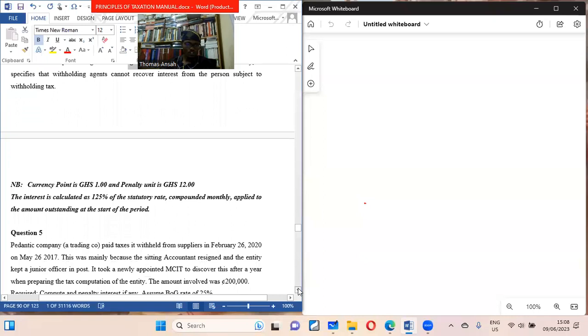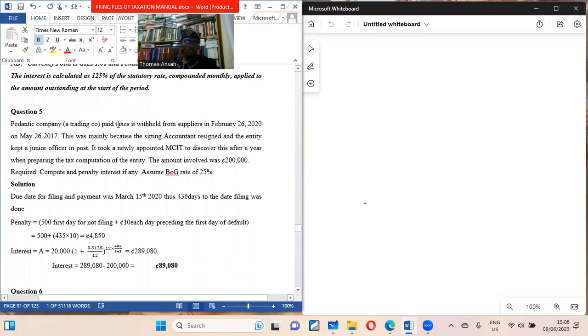So Pedantic is a trading company and pays taxes. He paid taxes withheld from a supplier on 26th March. How can you do that? Remember, for filing, it is 500 cedis the first day that you didn't file, then 10 cedis each day. That is filing. And the payment that you didn't pay also attracts 125% of the statutory rate compounded monthly.